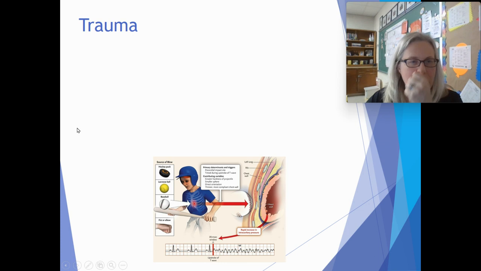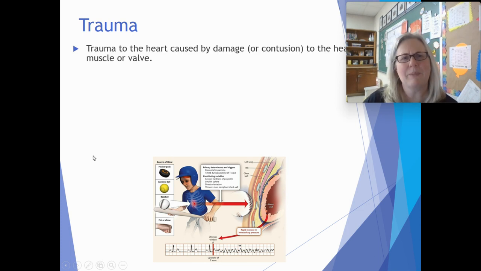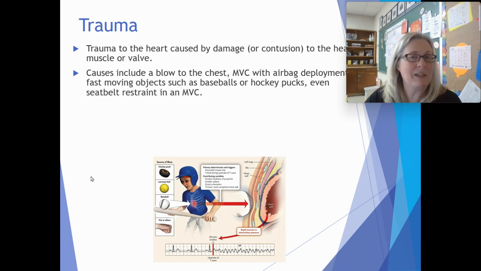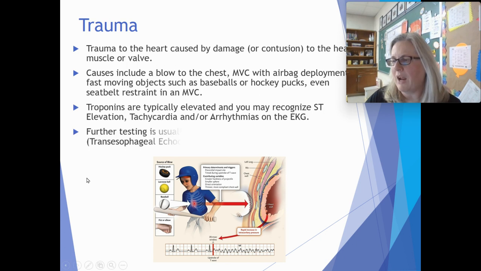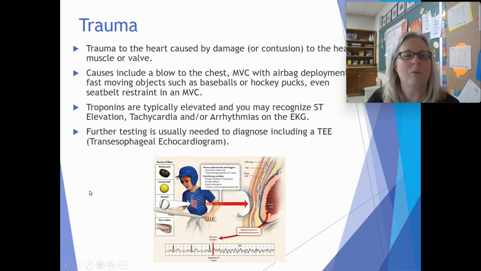All right, last one we'll talk about for ST elevation is trauma. So trauma can be caused by any type of huge damage you might have to the heart. A car accident where the seatbelt hits you or the airbag hits you in the chest can cause it. You can actually get hit by a baseball bat, a baseball, hockey pucks. Whenever someone comes in from having a car accident, some sort of trauma, they order an EKG. They want to make sure that the heart didn't receive any trauma.